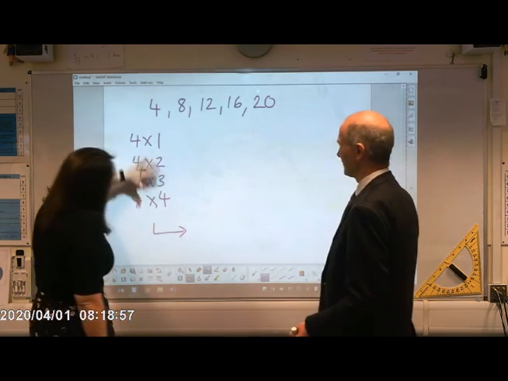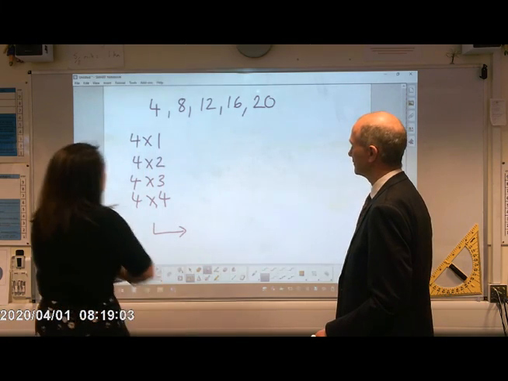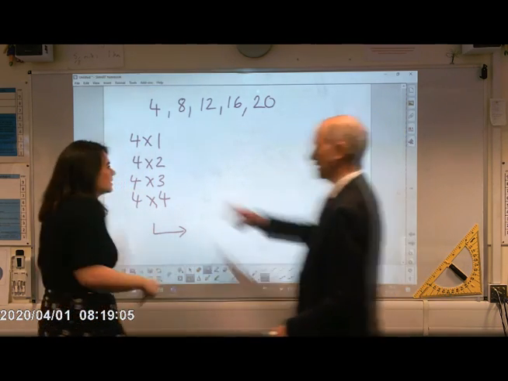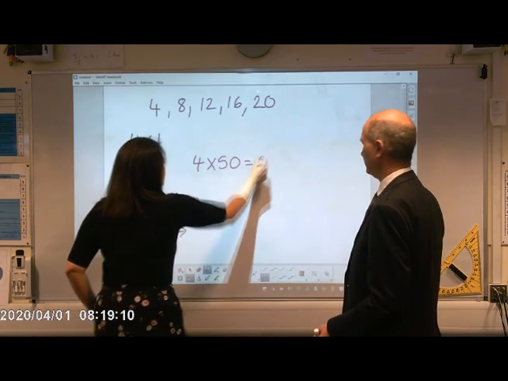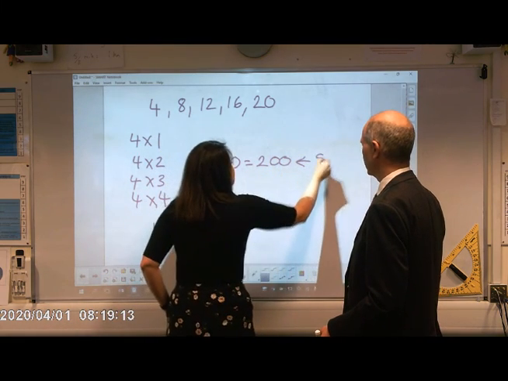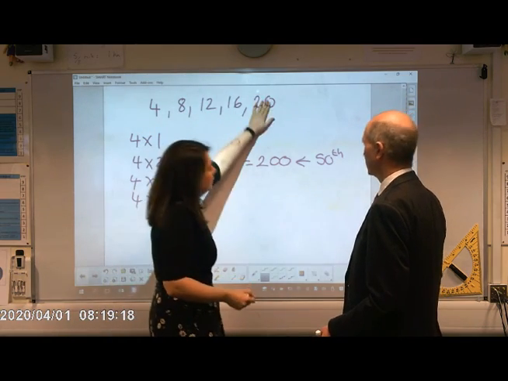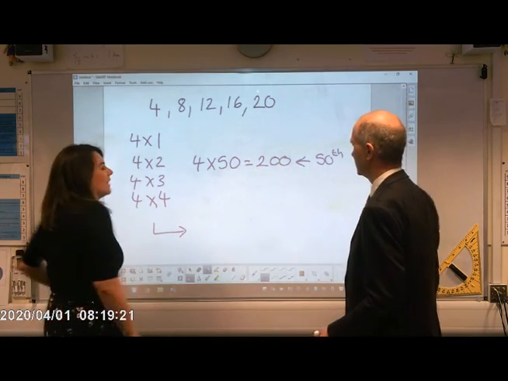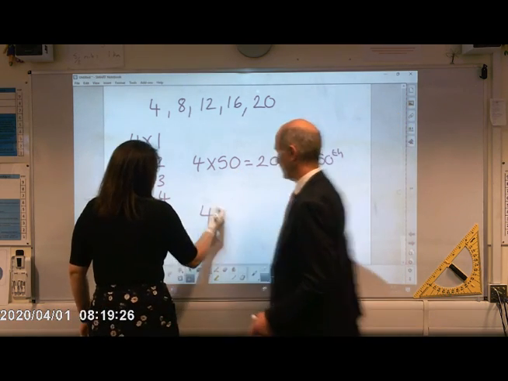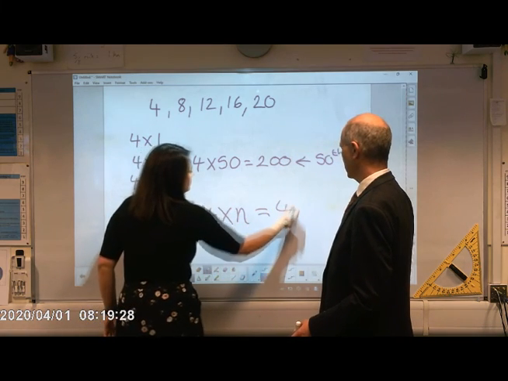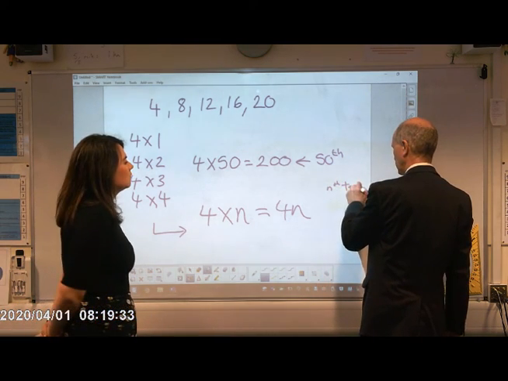So it goes on and on, and you can find any number in this sequence. If we wanted to find the 50th term, it would be 4 times 50, so the 50th term would just be 200. This is the first term, the second term, the third term, the fourth term, the fifth term, the 50th term, and the nth term would just be 4 times n. We can just write that as 4n. So the nth term of that sequence is just 4n.